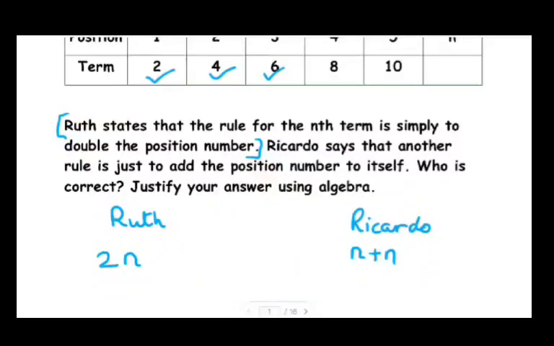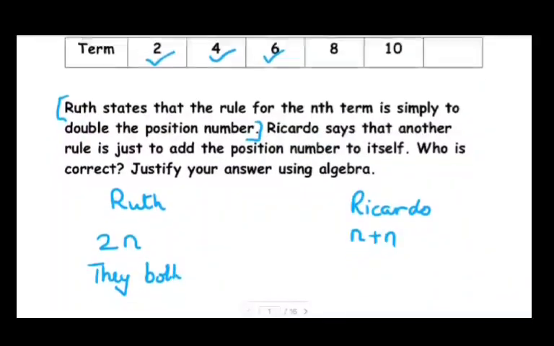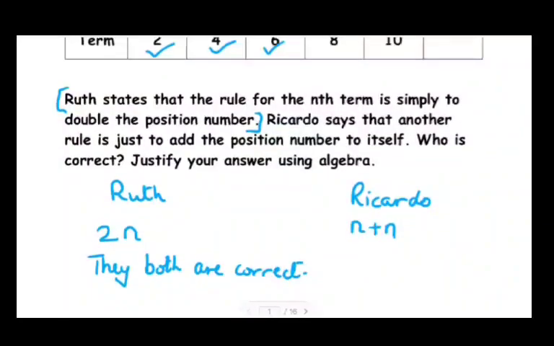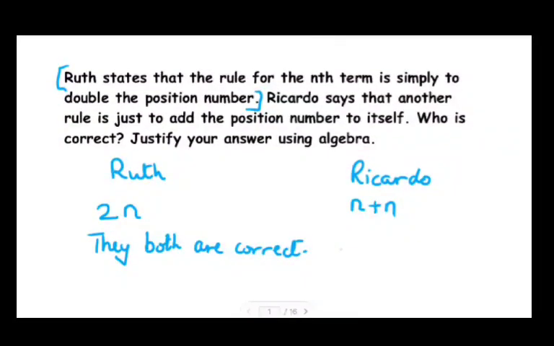So what will you write? It says who is correct? Justify. So they both are correct. Yes, children, as 2n is equal to n plus n. So it's the same thing, repeated addition.